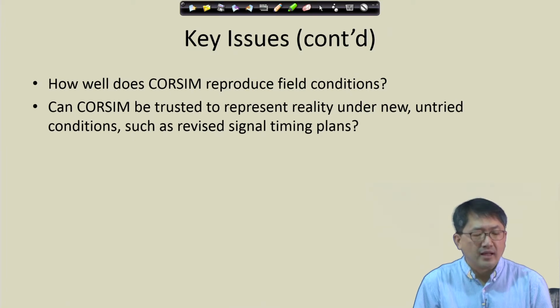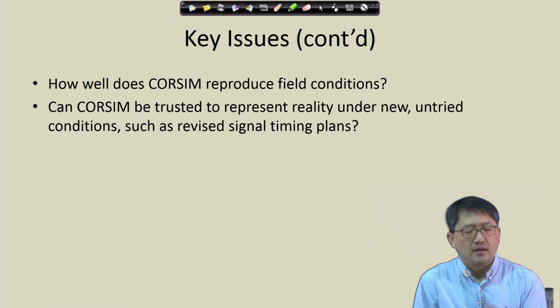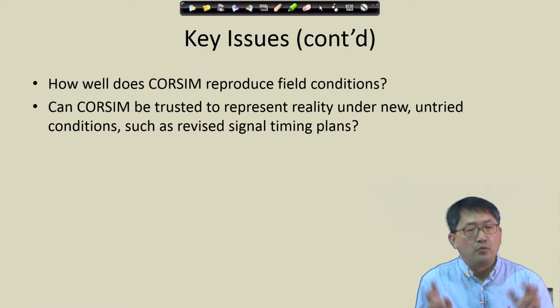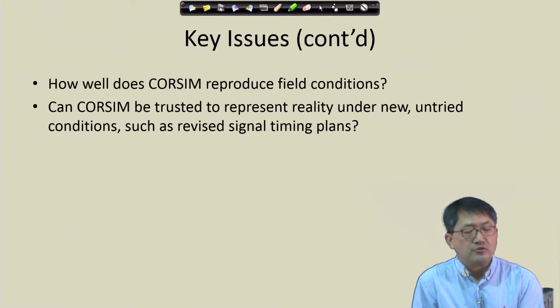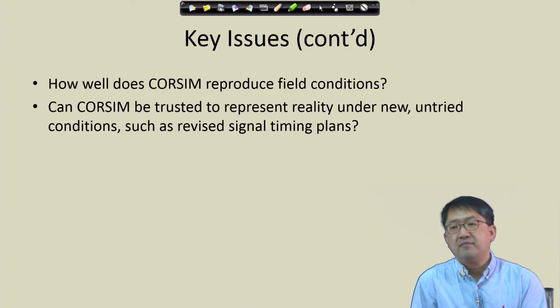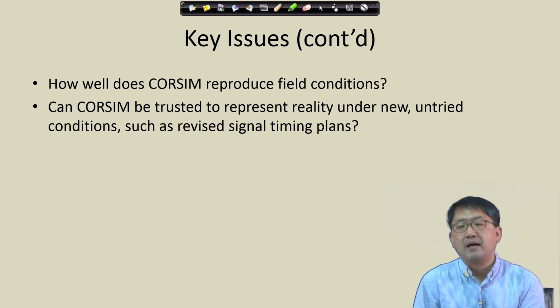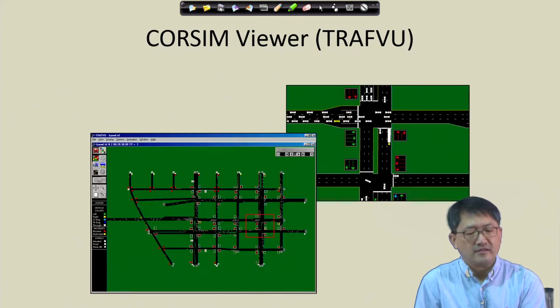Some questions that we want to ask is that how well can this CORSIM reproduce field conditions? So how well is how you define the well. And then CORSIM can be trusted for new, untried conditions. But that's the ultimate use of a simulation model. I want to calibrate for base case, and I want to try different what-if scenarios. And I want to trust that prediction that I'm making using calibrated model. So this is a key questions we are asking.